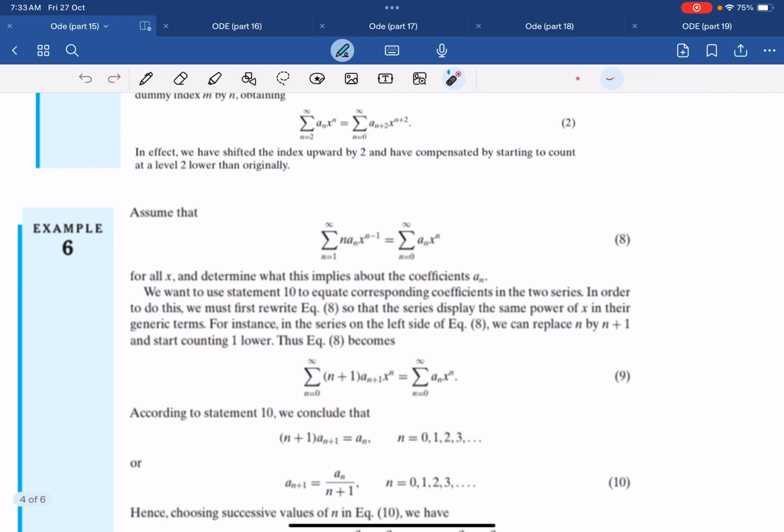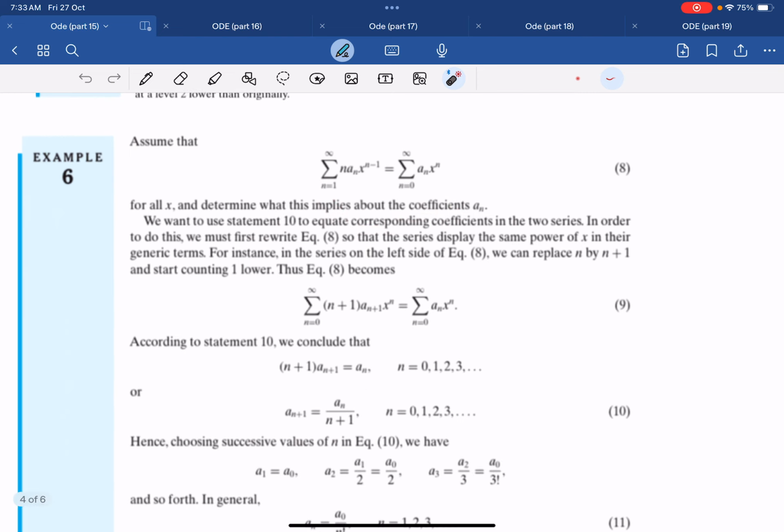Now we assume that this power series is equal to each other. This is an example of how we use the shifting. We just need to shift this to 0 to infinity, or we need to make this x^(n-1) into x^n. To do so, this will result in the following equation.